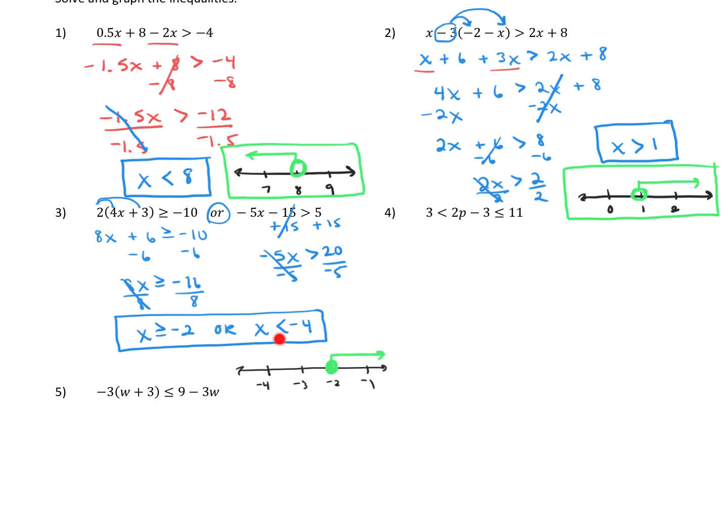Or x could also be less than a -4. So we're going to put a circle at the -4. This is a less than, so that's going to be an open circle. And then we want to shade all the numbers that are less than -4, which is shading to the left. Those are all of our smaller numbers.